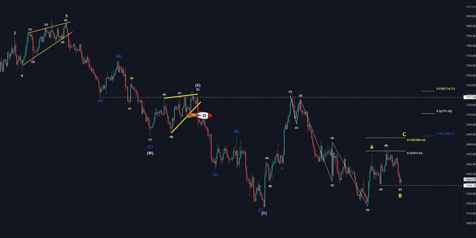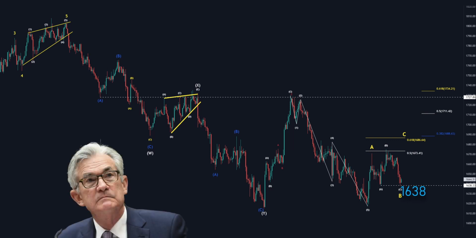And if we go back to the H4 time frame, then the bearish trend depends on 1638 support. If it breaks, then gold is bearish and it will not stop before 1600. And if this support holds and Fed gives a signal for rate pause next year, then it can go up. But the first upside target will be 1686.